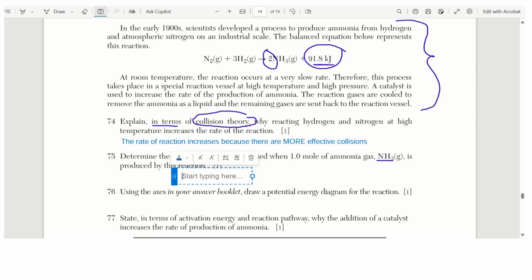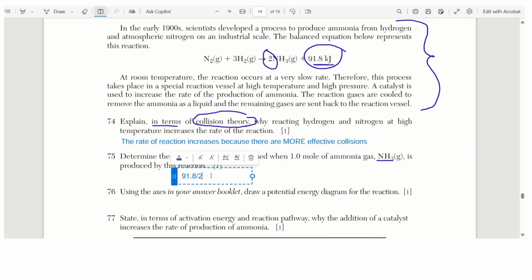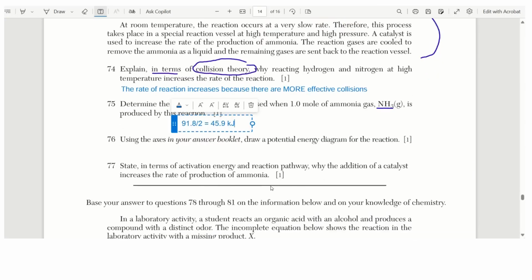So I would just do 91.8 divided by 2. Why? Because 91.8 is for 2 moles, but I only have 1 mole. So 91.8 divided by 2 is 45.9 kilojoules. So 45.9 kilojoules.